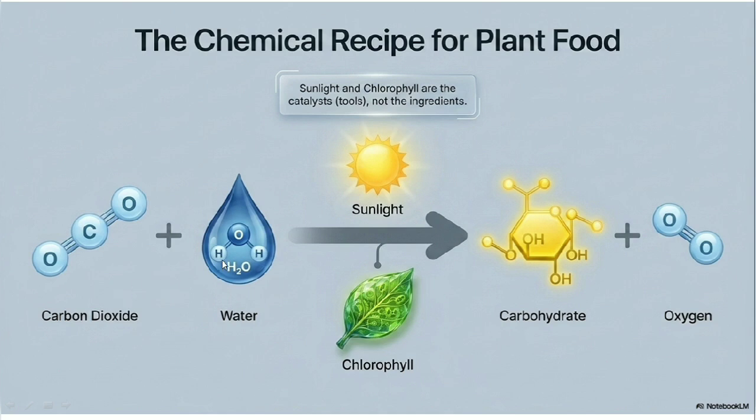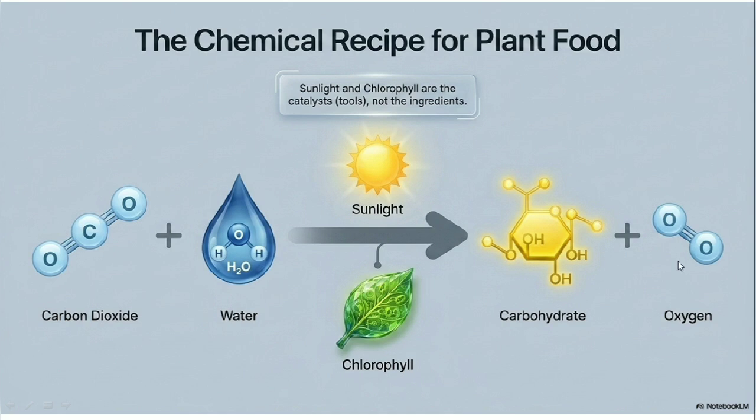Then the water comes from the roots. The chlorophyll captures the sunlight. Using these materials, the plant prepares food, which is glucose. At the same time, what happens? Oxygen is released into the atmosphere.